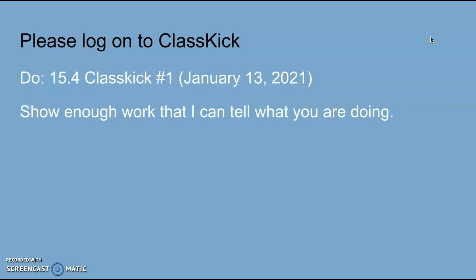So please show enough work that I can tell what you're doing, as well as writing your final answers. And like usual with ClassKick, I have turned on the self-grading, but if you don't type it in exactly the way it's expecting it, even if you have the right answer, it may not record it as correct. So don't worry too much if it's not correct when you type it in. If you're sure your work is correct and you've shown your work, then if it is correct, it'll be fine.